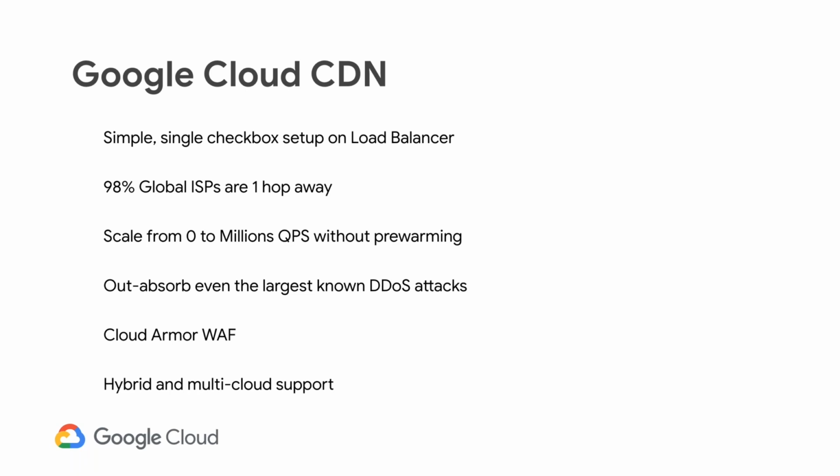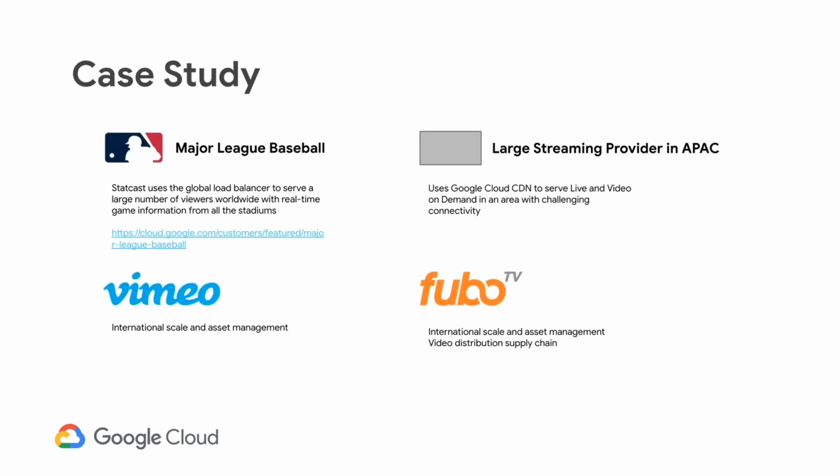And because you have this kind of infrastructure working for you, it is designed to out-absorb even some of the largest known DDoS attacks. You can also attach Cloud Armor, which is our web application firewall, to this. And our Cloud CDN and load balancer now offer hybrid and multi-cloud support, which means you can get the goodness of this entire Google network even if you're on-prem or in a different cloud. So it's a really nice system.